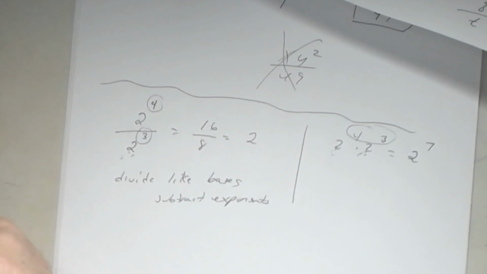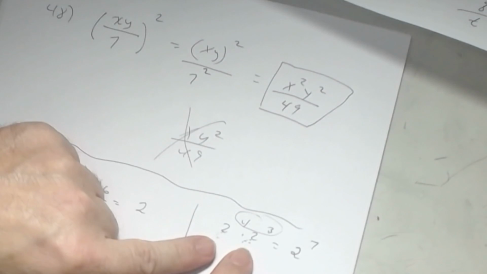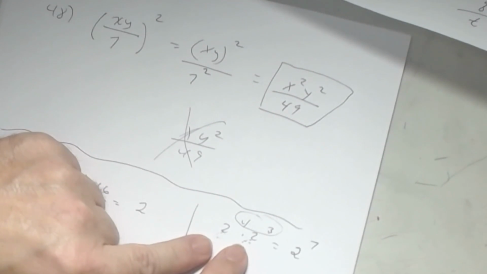I have a question. When we multiply 2 to the 4th times 2 to the 3rd, you're multiplying 2 and 2 as 2? No, you keep the same base, because the base is the same. You keep the base.